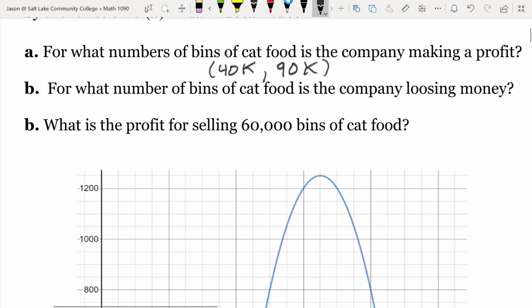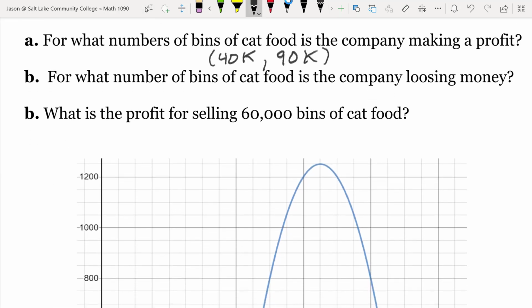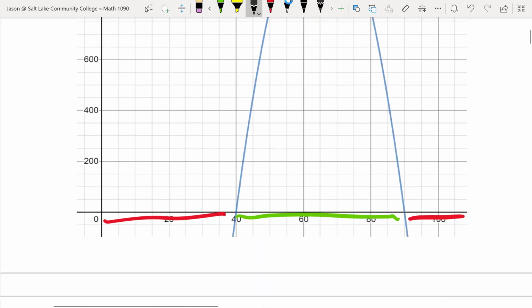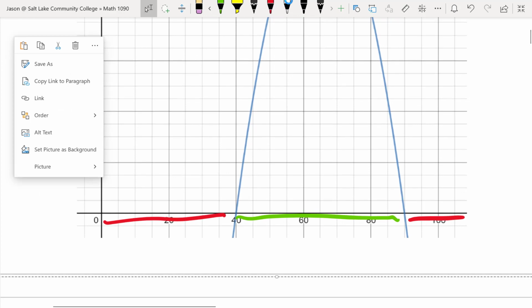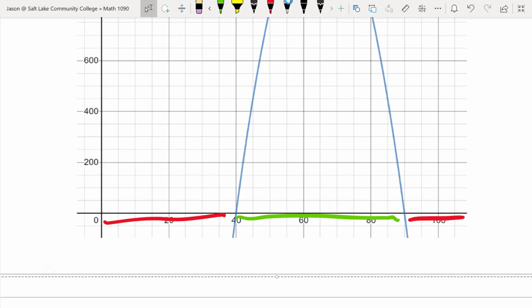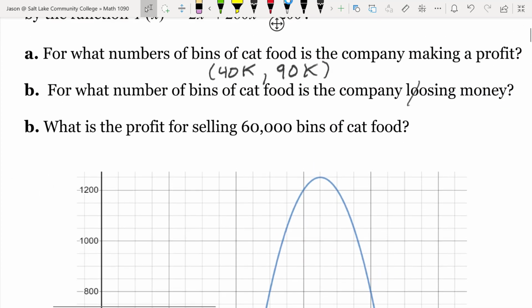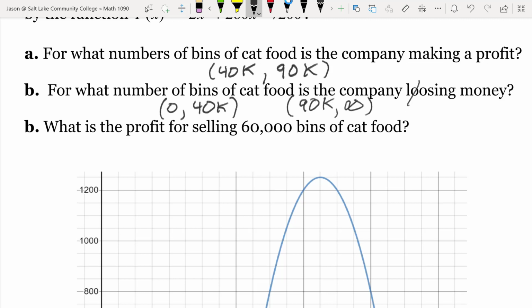For what number of bins of cat food is the company losing money? That would be anywhere from 0 to 40K, or from 90K and up. So that would be 0 to 40K, and then also on the interval from 90K on up, and we'll take the union of those two sets.